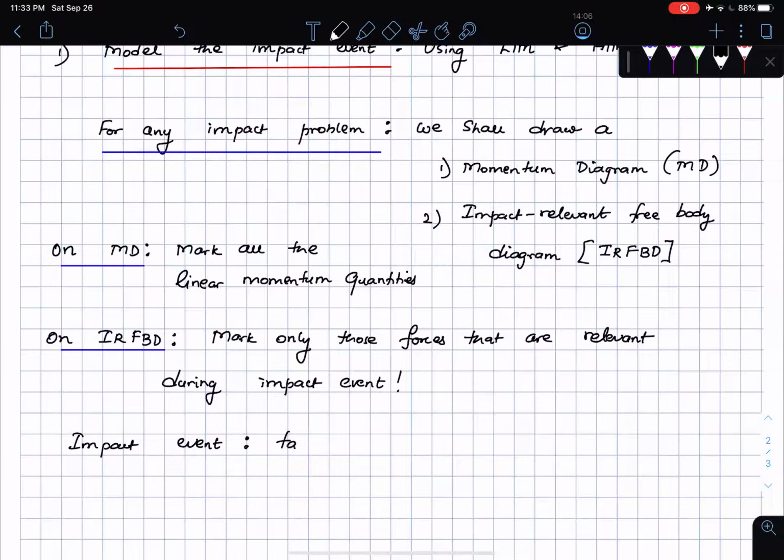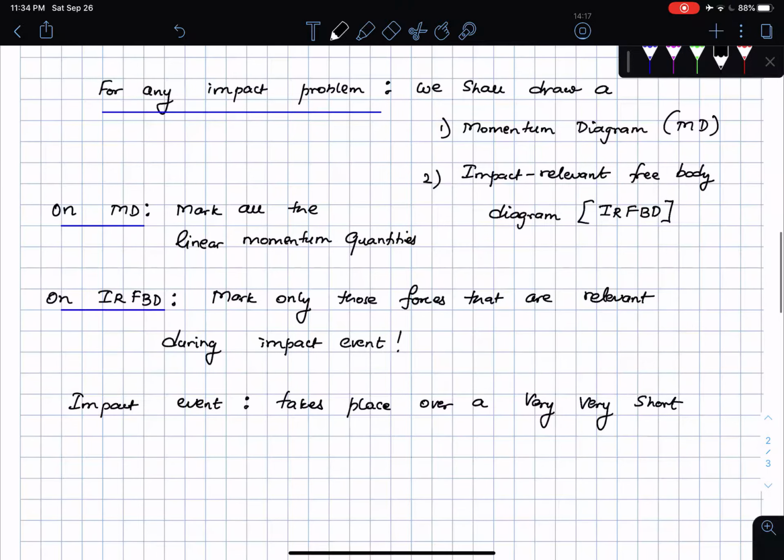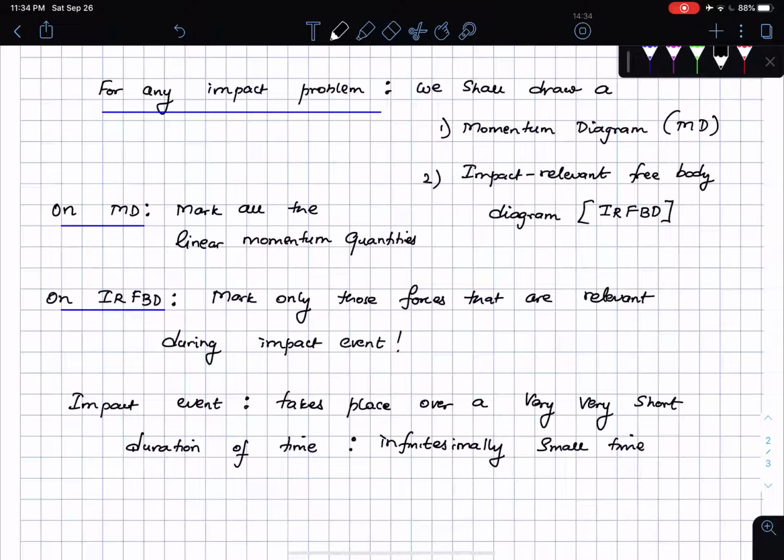The impact event takes place over a very short duration of time. Okay, so almost infinitesimally small duration of time.